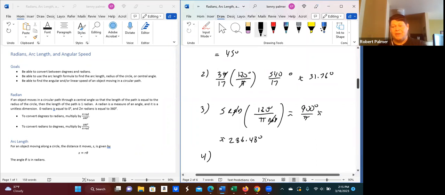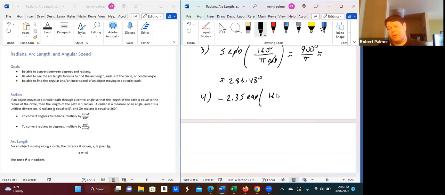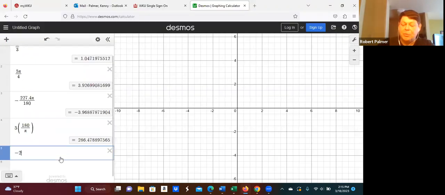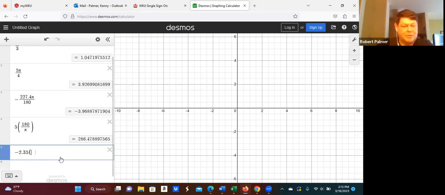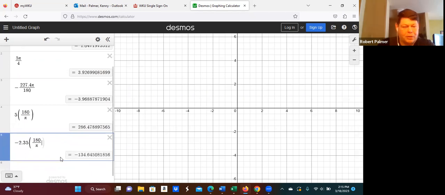Then, of course, we have something involving decimals. And also, you can notice a radian is a measurement of angles, so you can have negative radians as well. Let's say we have negative 2.35 radians. Do exactly the same thing. Multiply it by 180 degrees over pi. This time, let's just do it all in the calculator. So let's do that on Desmos: negative 2.35 times 180 divided by pi. And you see the answer, approximately negative 134.65 degrees.